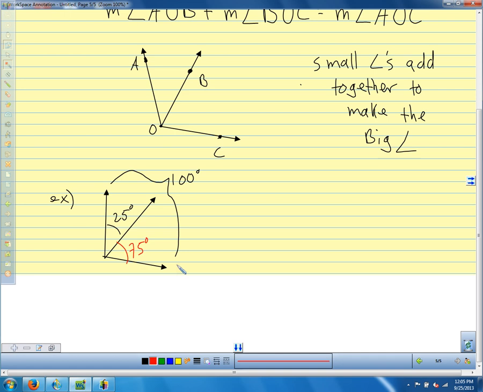Now, of course, in math, we like to make things more abstract. So we're going to use variables with our angles. So let's take a look at an example of that.